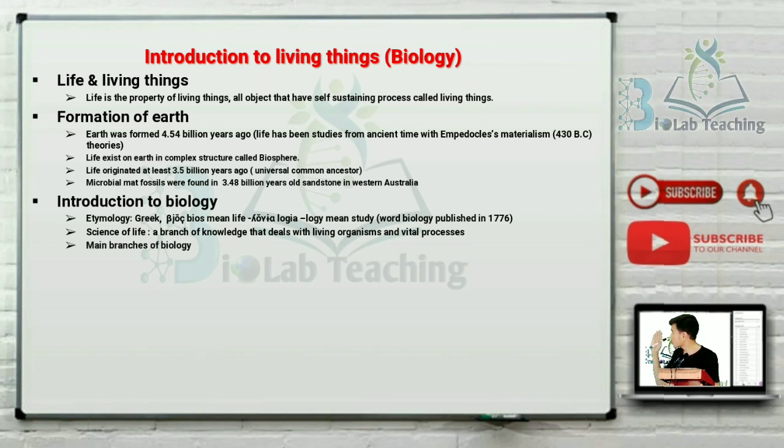Next we talk about the main branches of biology, meaning what things we are going to study in biology. There are a lot of branches, but three are the main things we are going to discuss. The first one is plants, which means botany. The second one is animals, which we study in zoology.